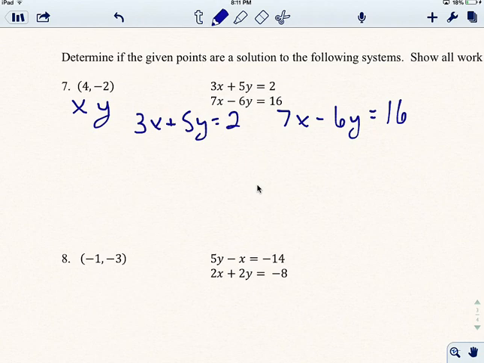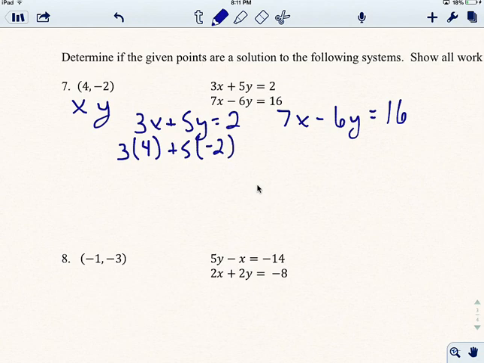Now, all I'm going to do is anywhere that I see an x, I'm going to plug in a 4. Anywhere I see a y, I'm going to plug in a negative 2. So let's do that for the first equation first. So I've got 3, and then instead of an x, I'm going to put in a 4. And then I've got a 5, and instead of a y, I'm going to put in a negative 2. All right, now we're going to see if this works.